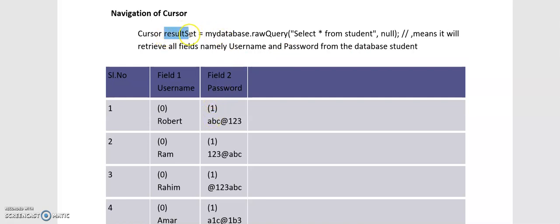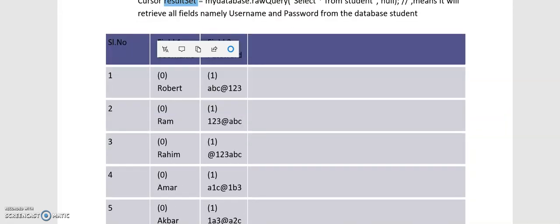So this result set is an entity that stores the result of my query, and the result of the query has been stored over there in the name of username and password. So there are usernames like Robert, Ram, Rahim, Amar, Akbar, Anthony, and the passwords respectively given over here.